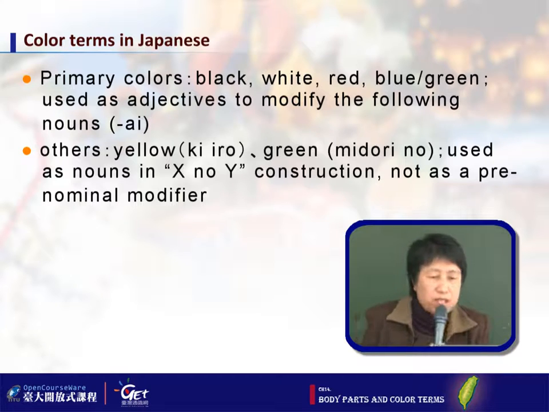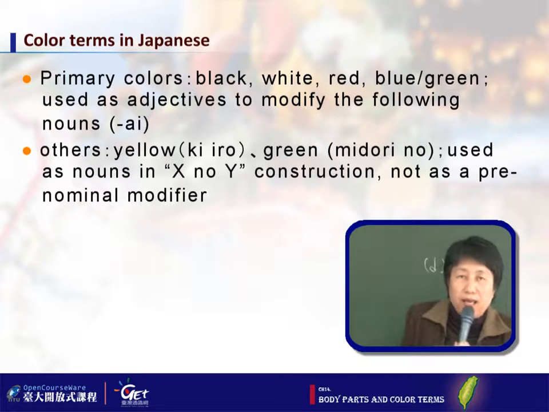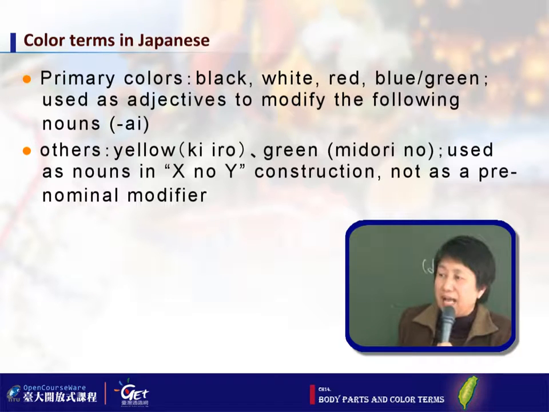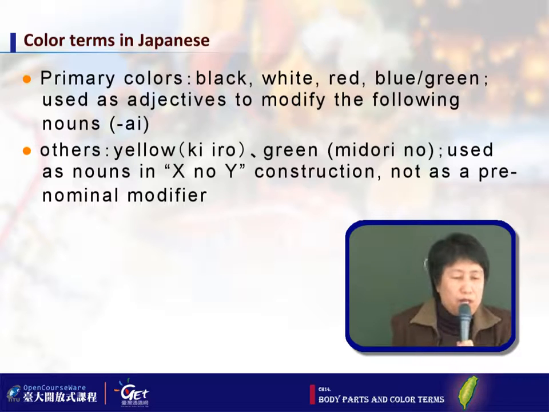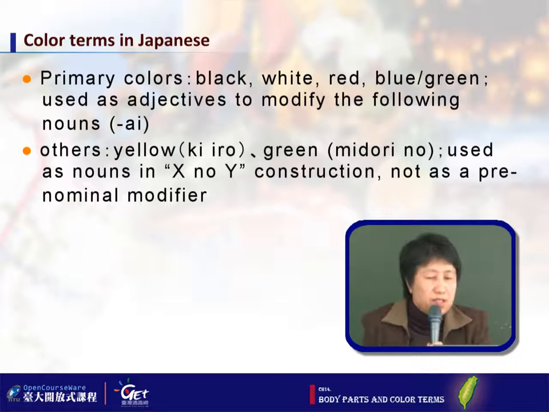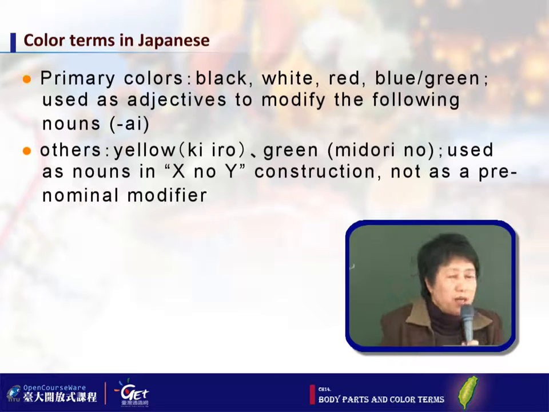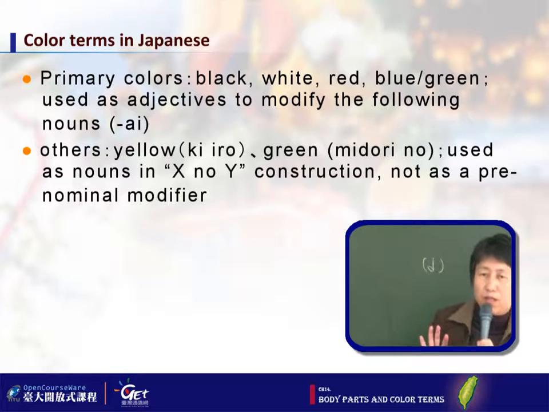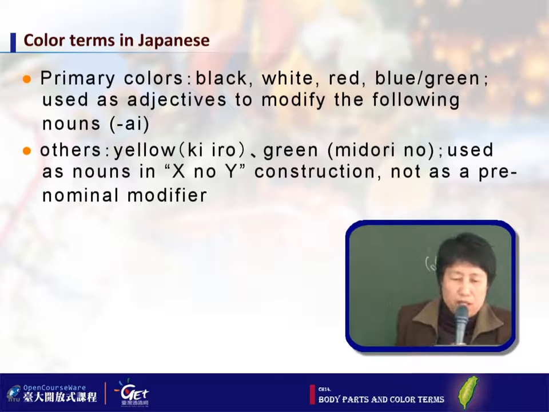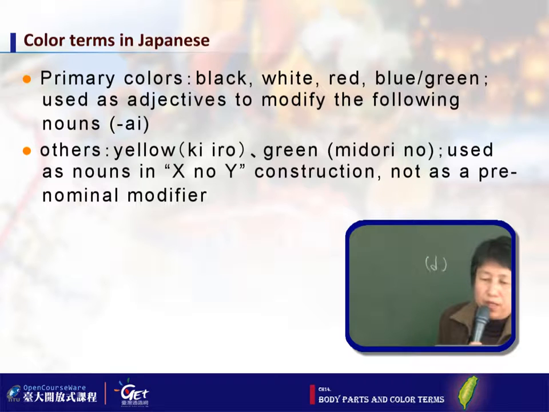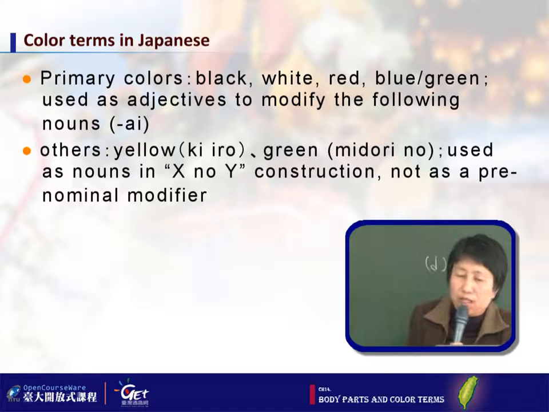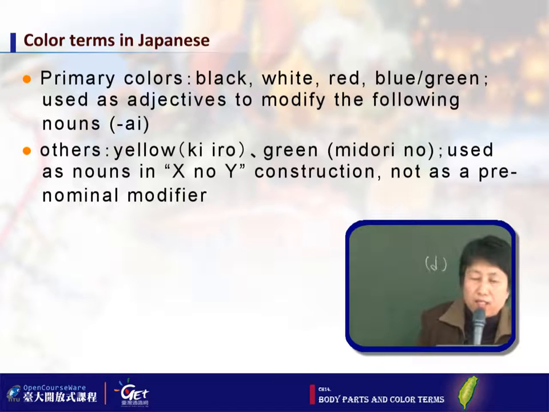They would use them as adjectives to modify the following noun, and all these terms would end in i, like takai, akai, like red, ending in i. And if it's not primary colors, like yellow and brown, then they have a different pattern. Like yellow is ki iro, and green is midori no iro. Interesting that they use these as nouns.